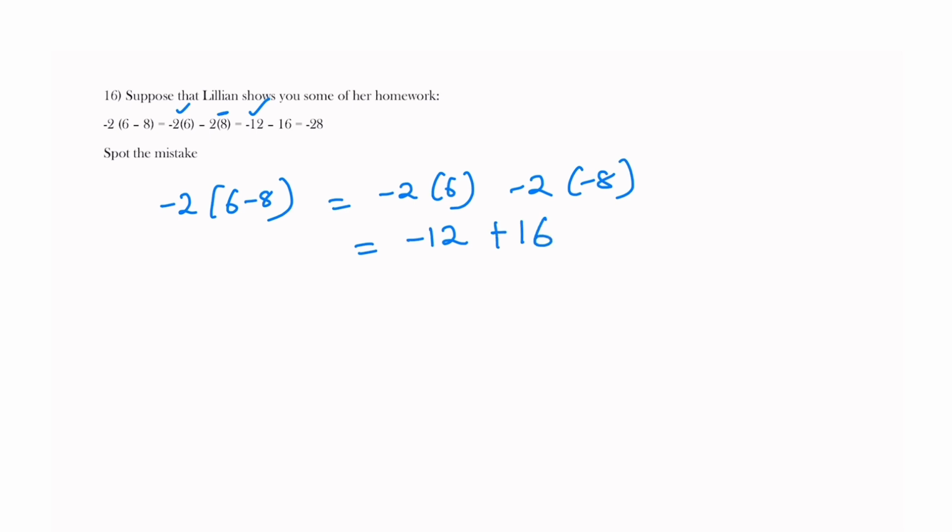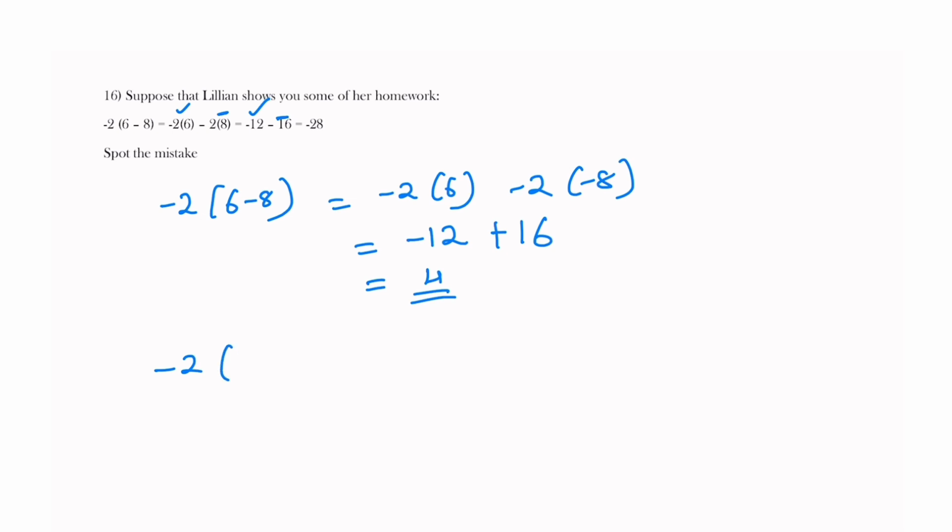Because she didn't do minus 8, she gets this also wrong, because that should be plus 16. So minus 12 plus 16 is 4. See the difference in the answer? Well, this can be done in the other way also, if you want to know that.